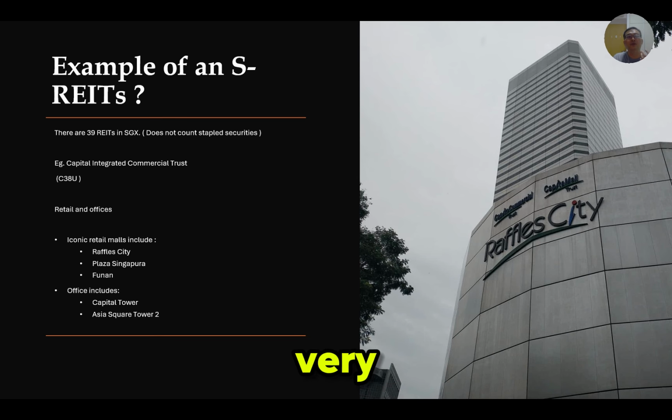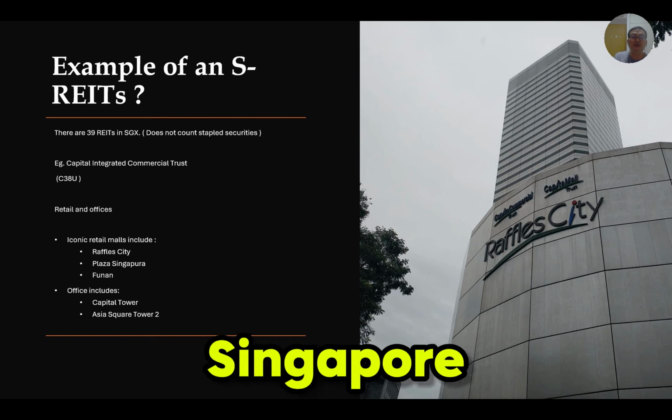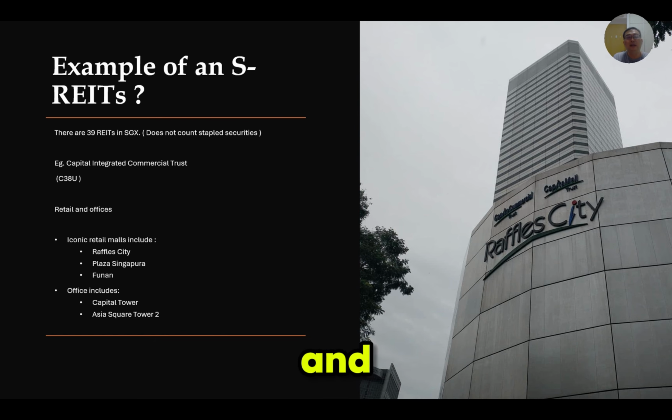And one very good example of an S-REIT is the Capital Integrated Commercial Trust, CICT. It is the largest REIT, in fact, probably the largest in Southeast Asia at the moment, having just beaten Link REIT from Hong Kong in size. The iconic malls include Raffles City Plaza Singapore and Funan Center, and its offices include Capital Tower and Asia Square Tower.